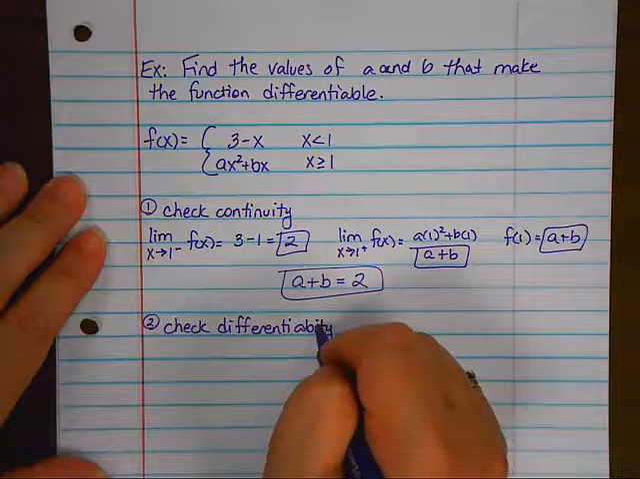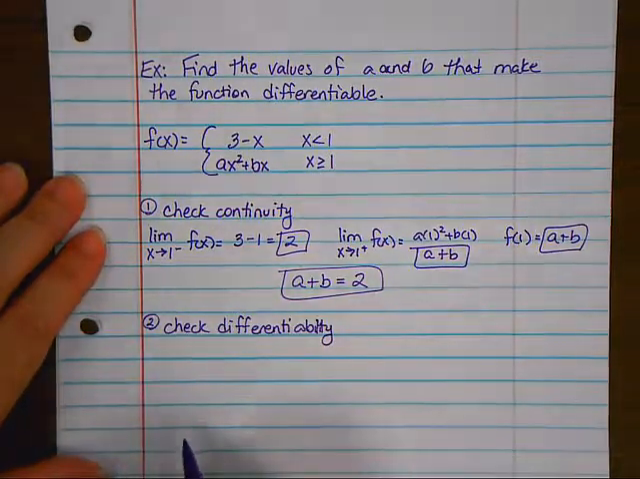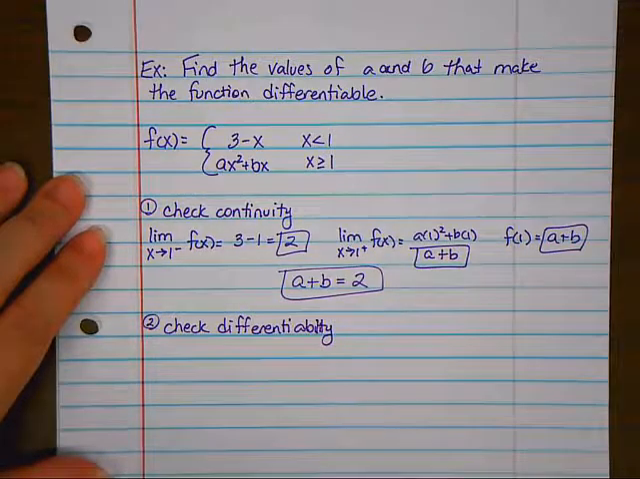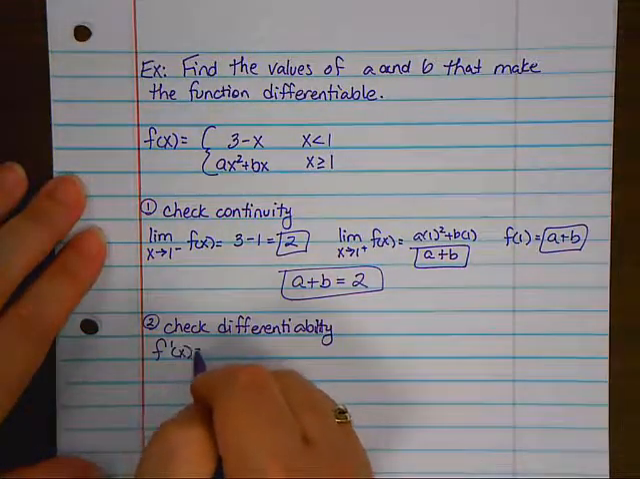I can't spell. Here we go. All right. In order to do differentiability, we got to take the derivative. And then we do the left-hand, right-hand limit of the derivative. So f prime of x equals.